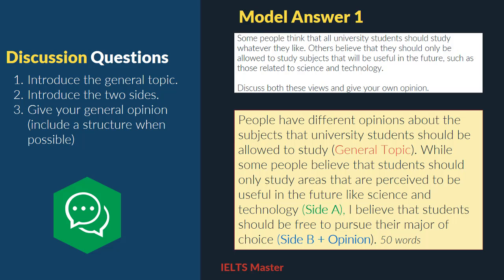The first discussion question we have here is, some people think that all university students should study whatever they like. Others believe that they should only be allowed to study subjects that will be useful in the future, such as those related to science and technology. Discuss both these views and give your own opinion.